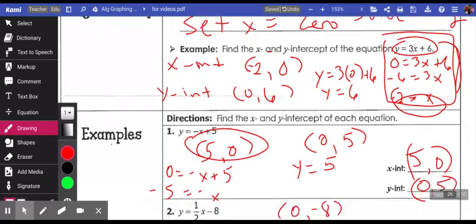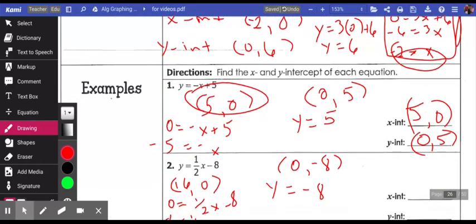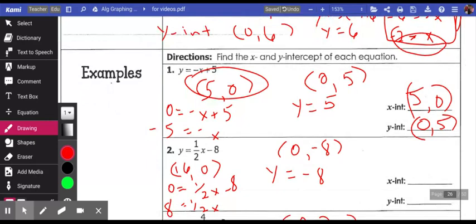Okay, for number 2, there's your different intercepts here. We added 8, and then we had 1/2 x. So remember, let's use our number sense. Instead of dividing by 1/2, let's multiply by 2. And so we should get 16.